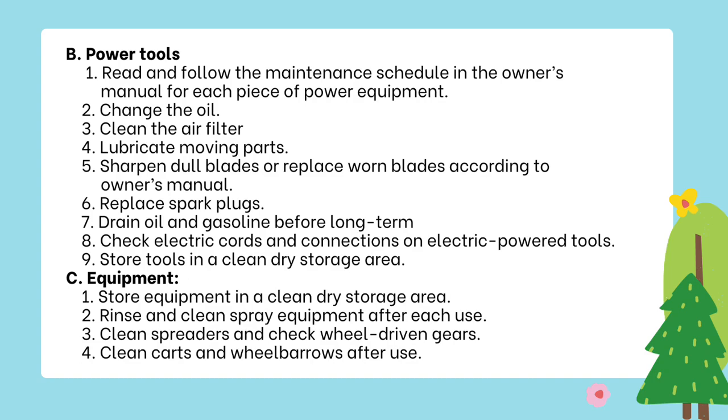Read and follow the maintenance schedule in the owner's manual for each piece of power equipment. 2. Change the oil. 3. Clean the air filter. 4. Lubricate moving parts. 5. Sharpen dull blades or replace worn blades according to the owner's manual.